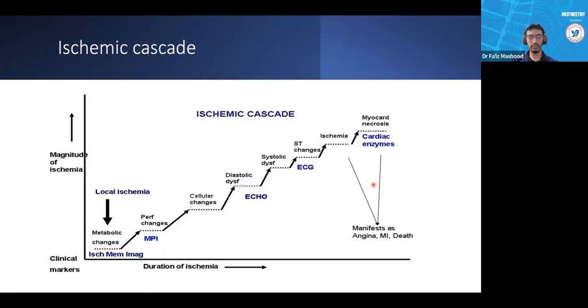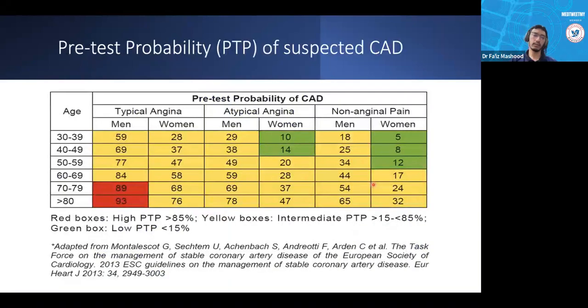The first one, just now, was the anatomical versus functional assessment. And the third one, and I think one of the most important ones as well, is the pre-test probability, or likelihood, of having CAD. All right, so remember this table. This is a PTP table from the CPG of stable CAD 2018, which we adapted from the ESC guidelines of 2013.